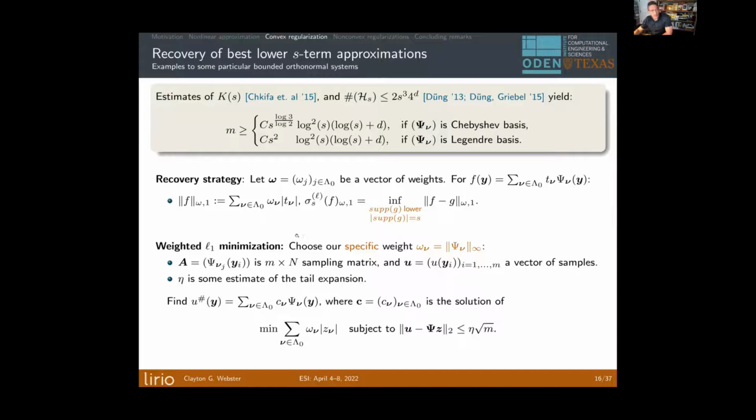So the procedure, or at least the algorithm, is again straightforward. We choose those weights. We construct a sampling matrix. If we have a tail estimate, then we'll utilize it. I then want to reconstruct this function U sharp, where the coefficients are nothing more than the solution to this minimization problem.